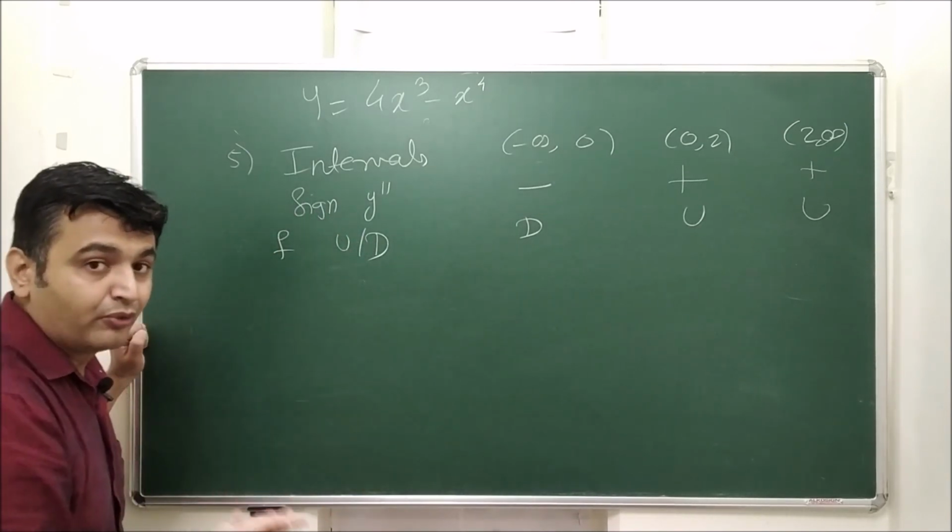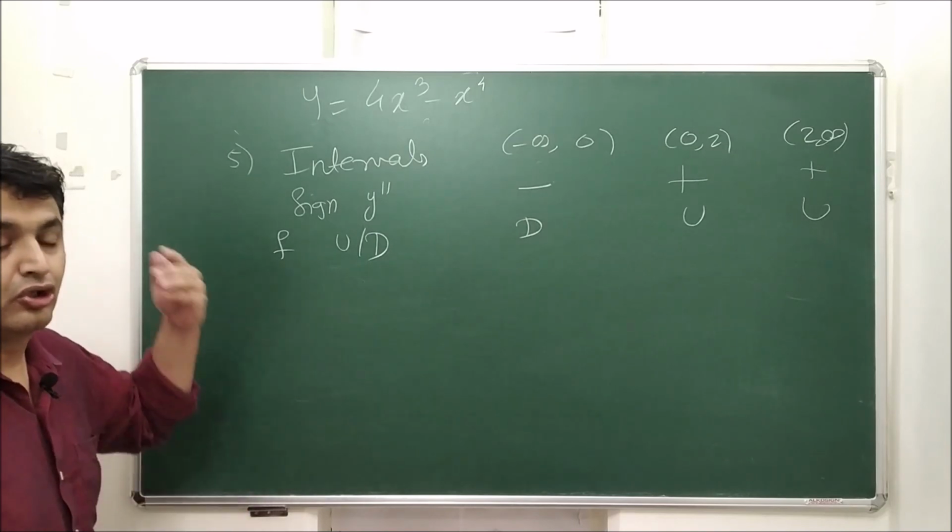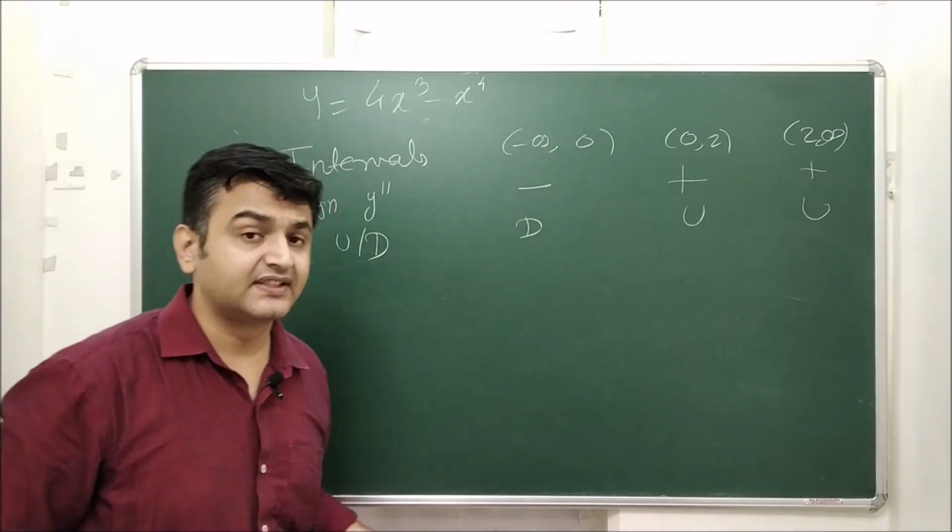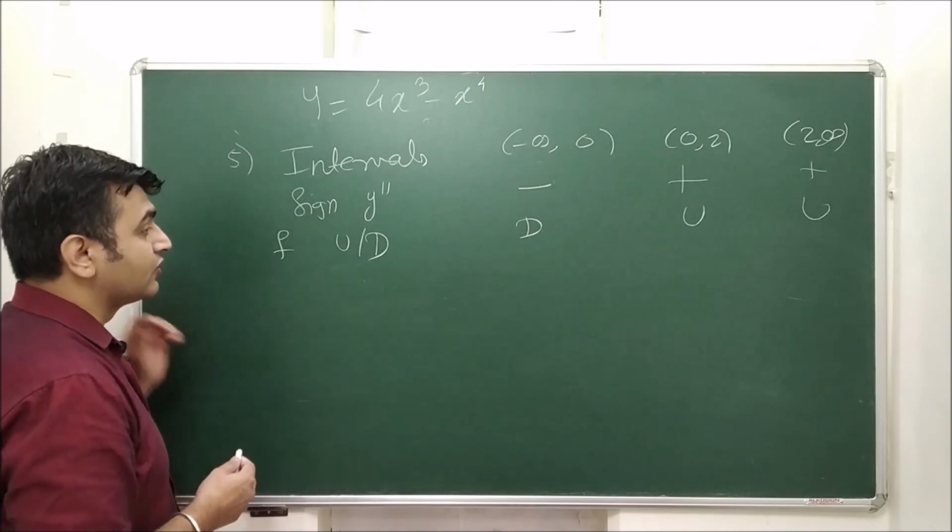This gives us the point where we need to check concavity. So you are not required to check on whole real numbers, only check at 0 and 2. Okay, cool. Now what is the next step?